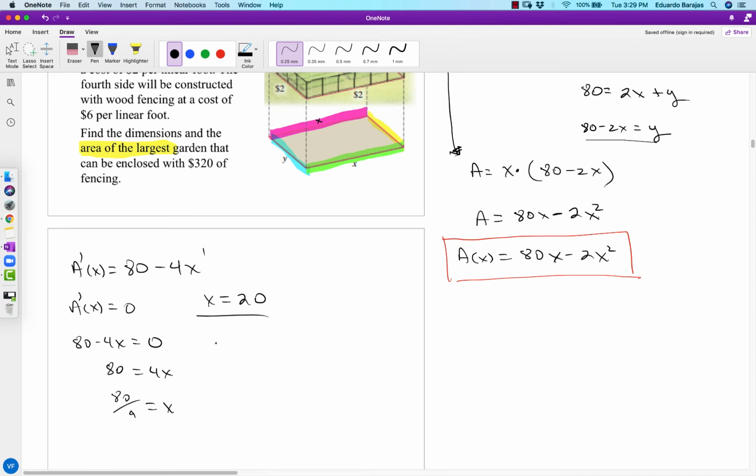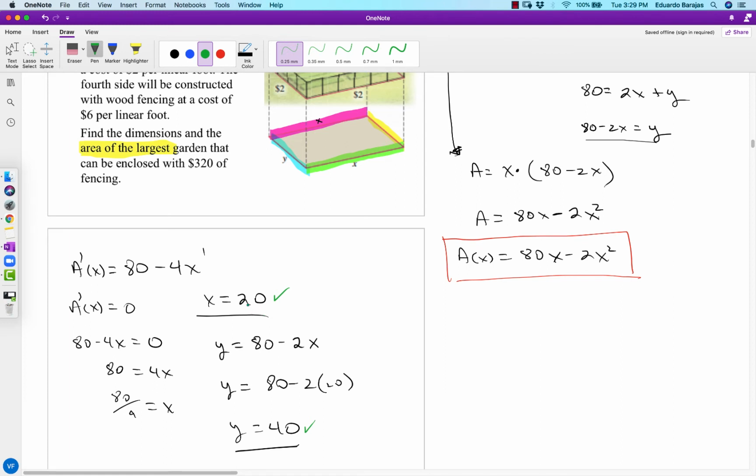So y equals 80 minus 2x. So y equals 80 minus 2 times 20, which gives you 40, so y equals 40. So we have our x and our y, but we're not done yet because we haven't confirmed that this is in fact the answer. So you kind of found the answer, but we haven't established that that's the answer. We have to know for sure.